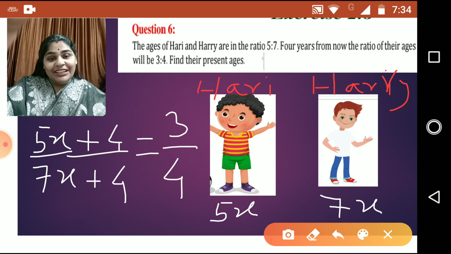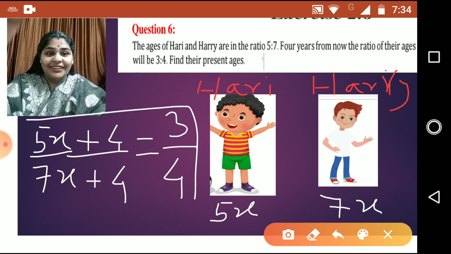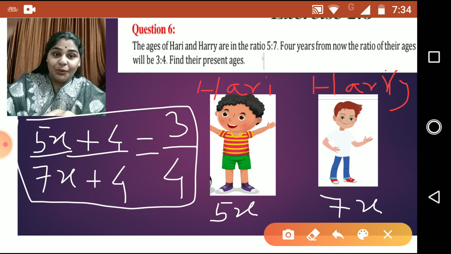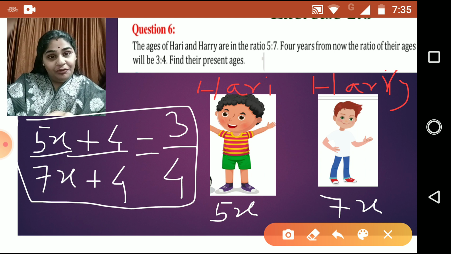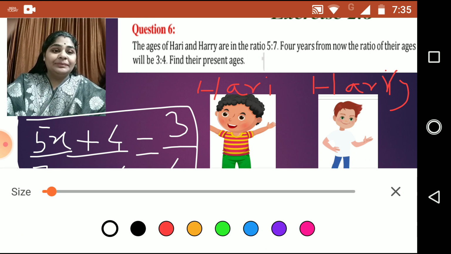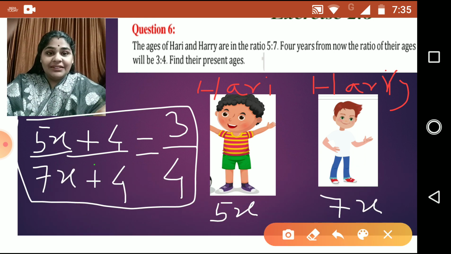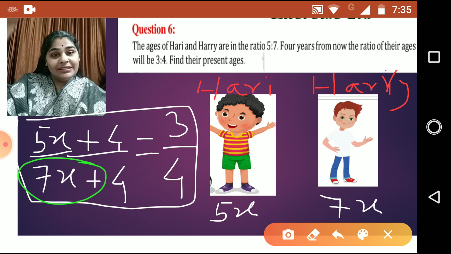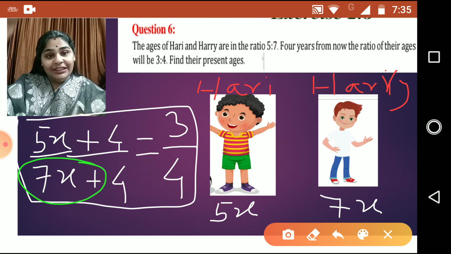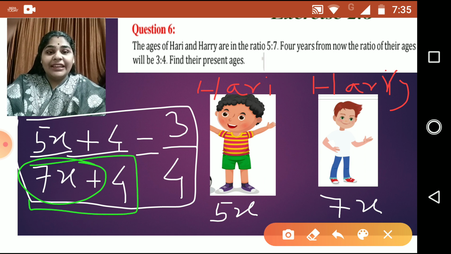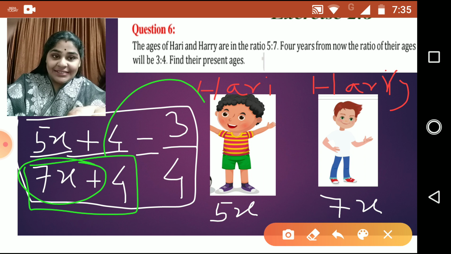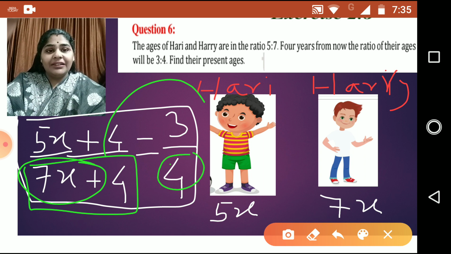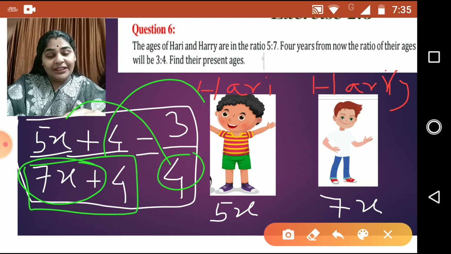Now we got our equation children. You can see here that it is 5x plus 4 whole divided by 7x plus 4 is equal to 3 upon 4. Now if you see here, in the denominator you can see the variable. In the denominator the variable is not in the linear form, right? But we can reduce it to the linear form. This whole term we can transpose to the right hand side, right? Here also, the denominator, parallelly we can transpose it to the left hand side children.